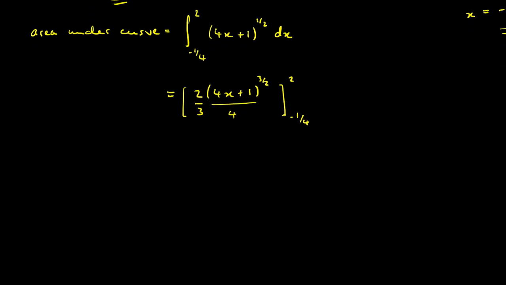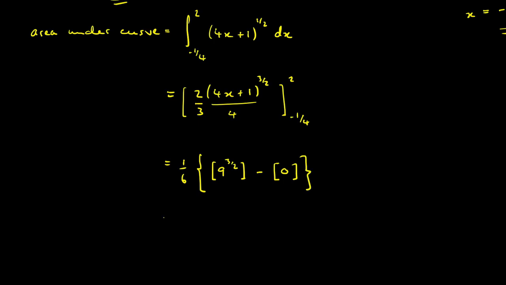Okie dokie. Well, I think I can pull out the constant term, right? So I've got 2 over 12, which is the same thing as a sixth. So I'll just pull out the sixth. Then I've got to substitute in the top bound, 2, into here, and substitute the lower bound, which is -1/4. If I substitute in 2, I've got 4 times 2 is 8, plus 1 is 9, so that's 9 to the power of 3 upon 2, minus, substituting the lower bound, -1/4 times 4 is -1, plus 1 is 0, and 0 to the power of 3 upon 2 is still 0.